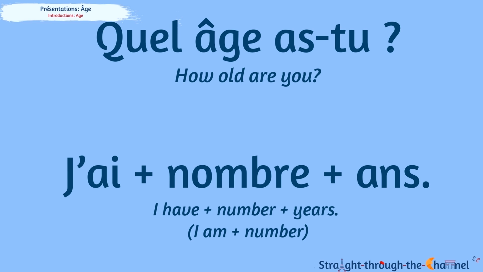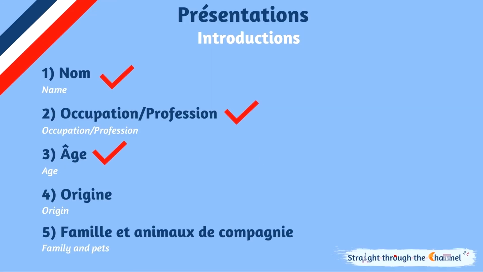So now you've got all of the tools you need to answer my question, if I may ask, quel âge as-tu? And that's it for the third step towards being able to introduce yourself. You can now say your name, talk about your occupation and your age. I hope to see you soon to talk a bit more about where you come from.